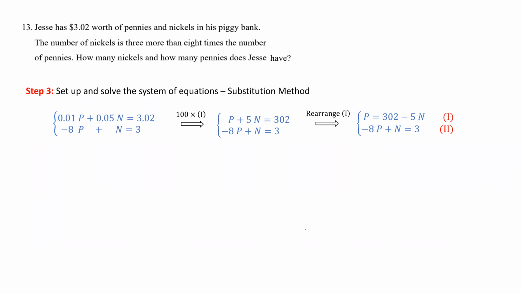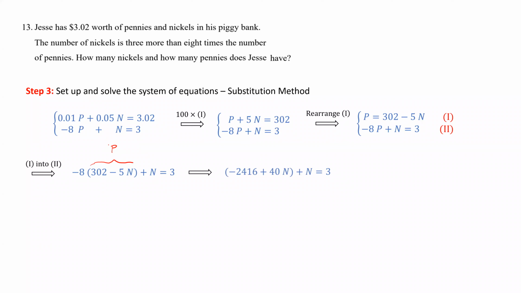Now that we have the value of P in terms of the other variable, we substitute the first equation into the second equation. Note that the expression inside the bracket is equivalent to P from the first equation. By substituting the first equation into the second equation, we've reduced the number of equations to 1, and at the same time reduced the number of variables to 1. This is a linear equation with one variable, and then we can solve it easily.